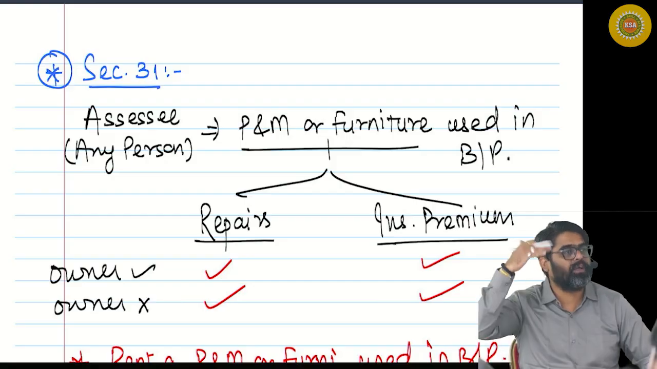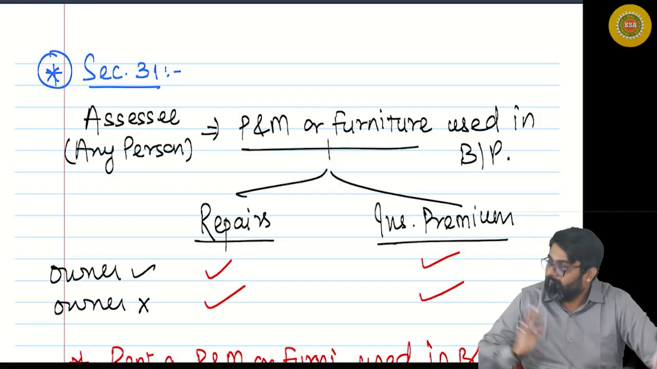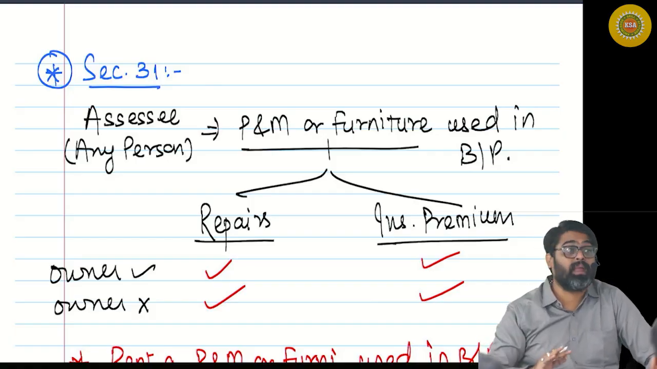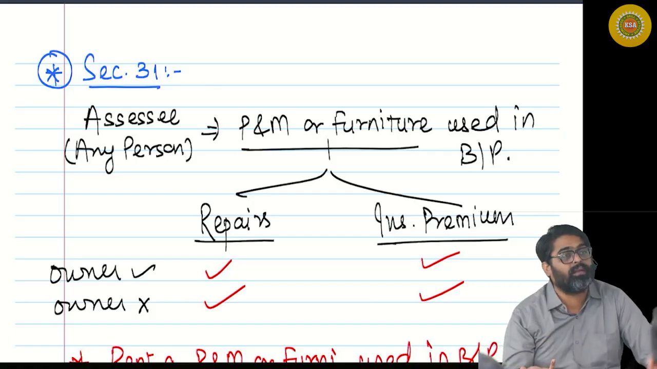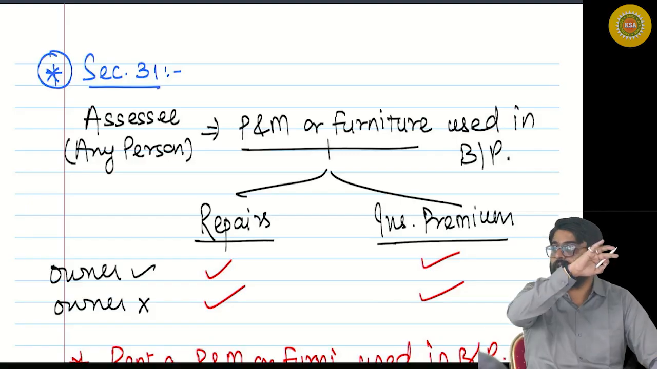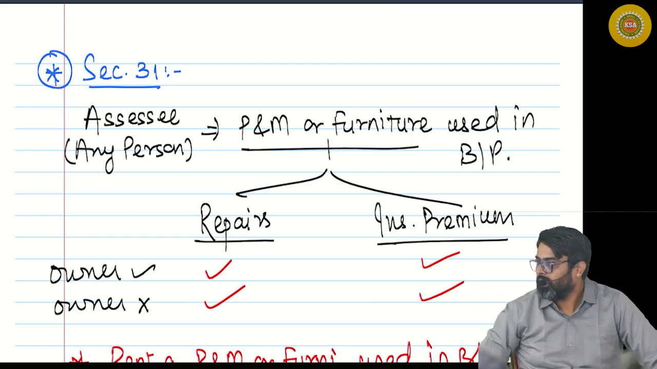Same logic is with the building which is used for my business or profession. It may be owned by me or may be taken on rent by me. Yes or no? But if I have paid those 4 expenses for the building, I am going to get the deduction of those 4 expenses.